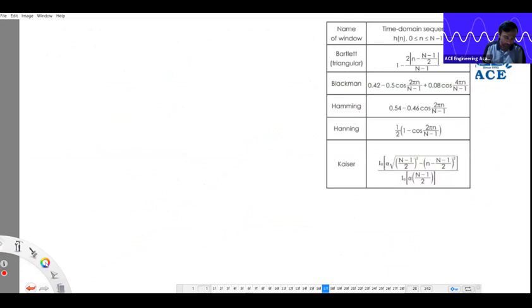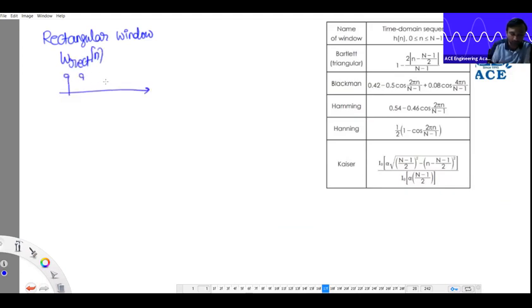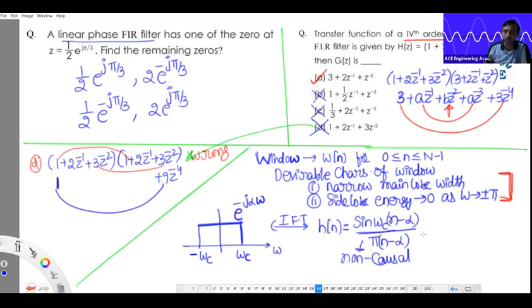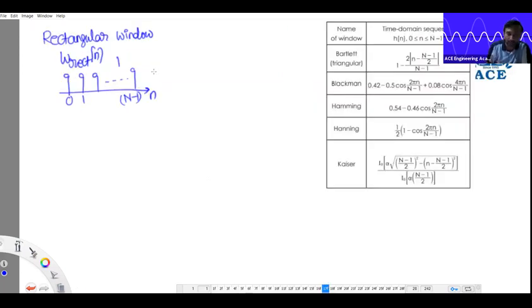Listen everyone. In that process, the first window we choose is called the rectangular window. If I take rectangular samples with amplitude 1 from 0 to n minus 1 and multiply our previous sinc function answer with this window, it is defined only for length 0 to n minus 1, which can be implemented, achieving linear phase.